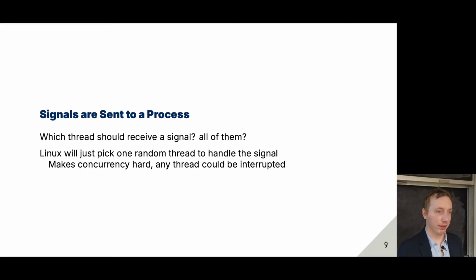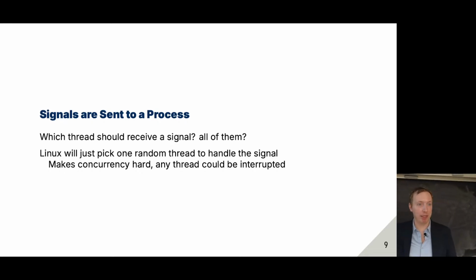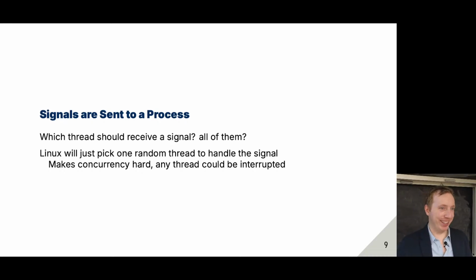Okay, so what part of it makes concurrency hard? So like any thread can be interrupted at any time to run the signal handler, right? Right. So you have no idea. You have to be prepared that at any time, any thread can just switch to the signal handler.